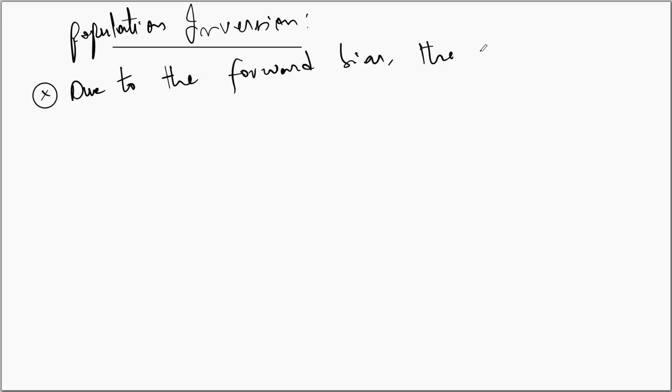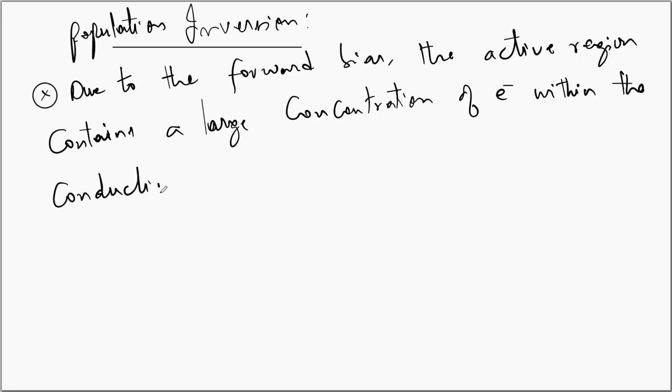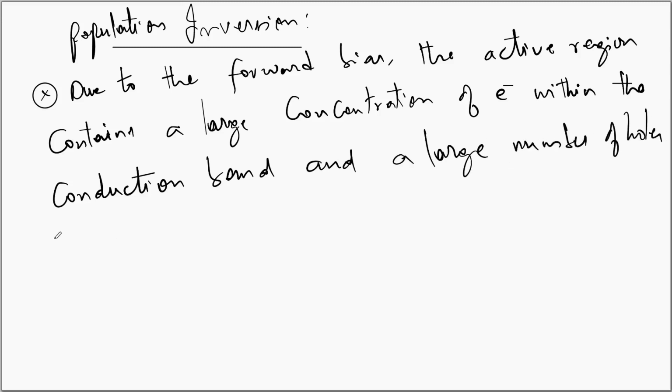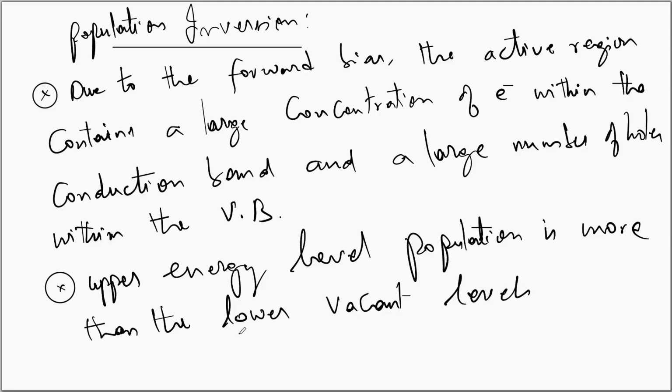Due to the forward bias, the active region contains a large concentration of electrons within the conduction band and a large number of holes within the valence band. The upper energy levels in the active region have a high electron population, while the lower energy levels in the same region are vacant. Upper energy level population is more than the lower vacant levels, because of which population inversion is achieved.